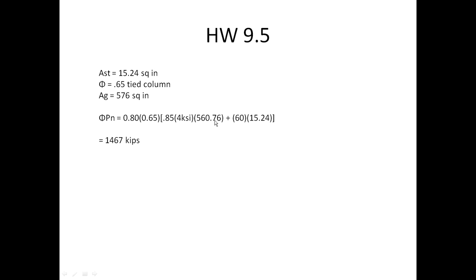So you can see there, I just pop all my numbers into the formula. The 560.76 right here, that is gross area minus the area of steel. Okay, and I run this out and it comes out to about 1,467 kips. So again, just a basic application of that formula for axial design capacity.